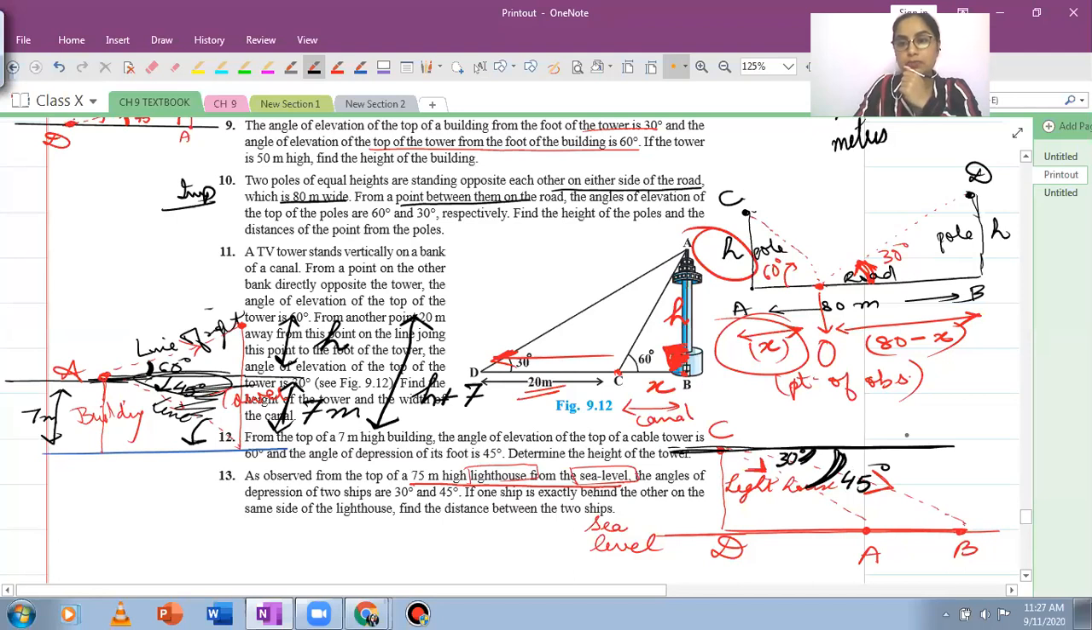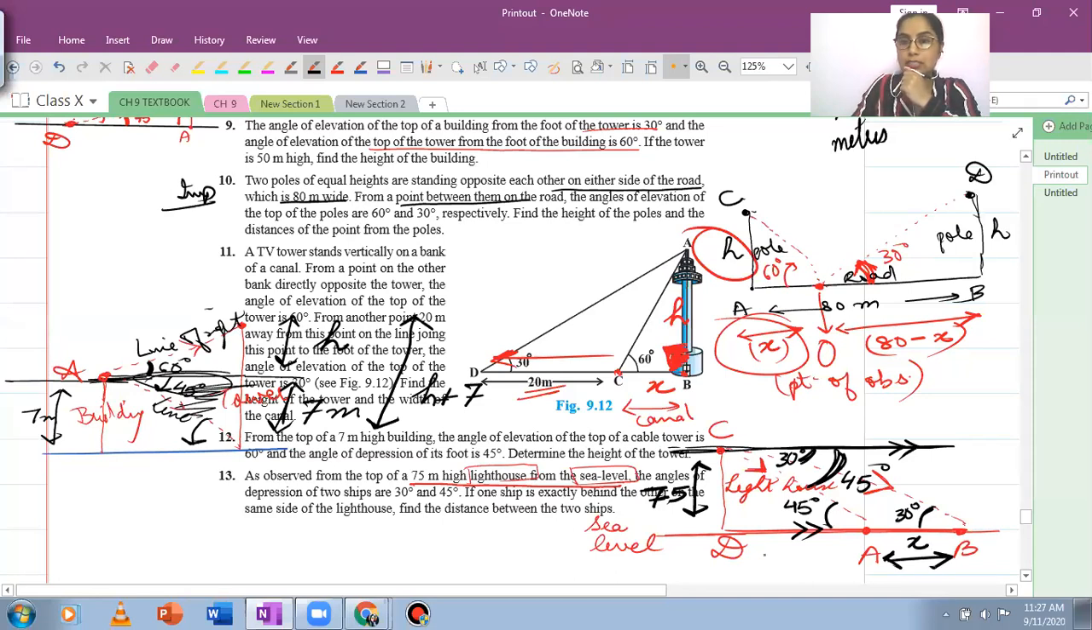And by symmetry, the horizontal is actually parallel to the sea level. तो आपके पास alternate angles बनेंगे. This angle will be 30 degrees and this angle will be 45 degrees. You have been given that the lighthouse is 75 meters high. You have to find out the distance between the ships. So A और B के बीच में distance find करना है.